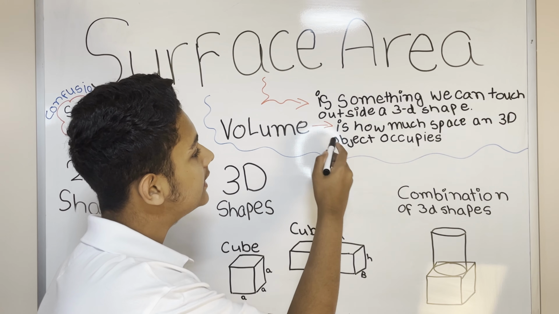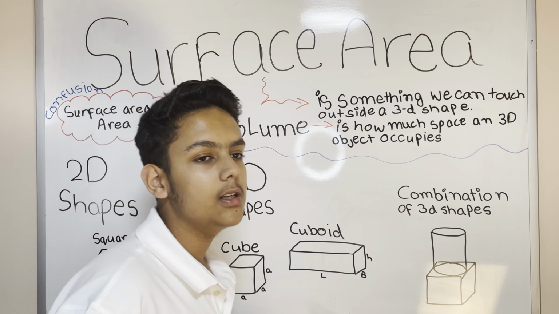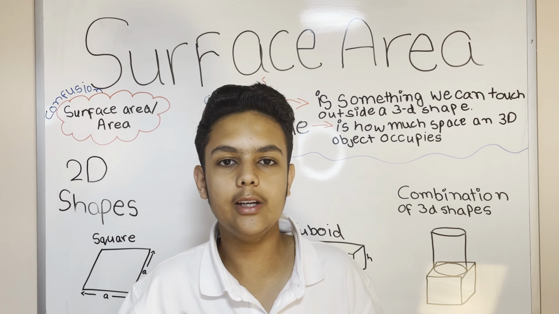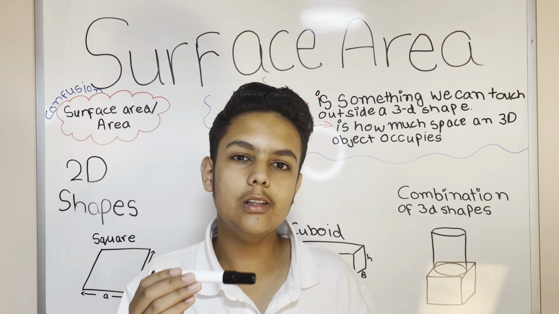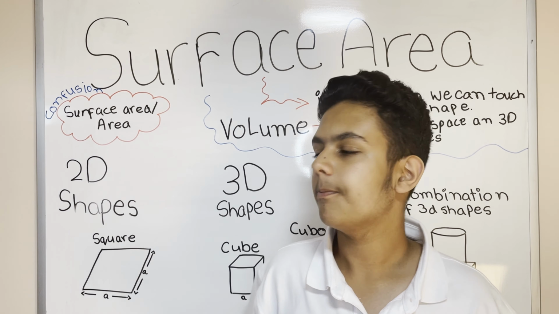So volume is how much space a 3D object occupies. If this is a cylinder and it's in a room, it occupies a space. Now, if I put 1,000,000 pens in this room, there will be a limit where I just can't fit any more pens, because each of them has a particular volume which they occupy. So this is what volume basically is, and we just need to know the basic definition of it.